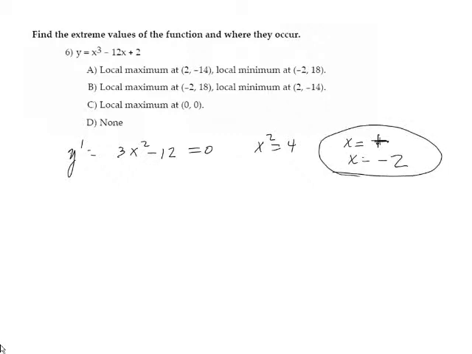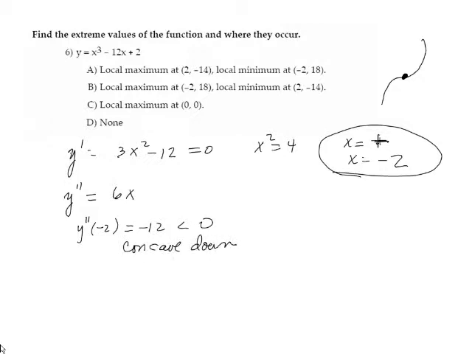Now, in order to determine whether these are a relative max or a min, or maybe not even a relative max or a min, which means the second derivative might be 0, we're going to take the second derivative to see what its sign is. The second derivative is equal to 6x. So the second derivative at x equal minus 2 is equal to minus 12, which is less than 0. So it's concave down, which means it looks like this. That means it's a relative max.